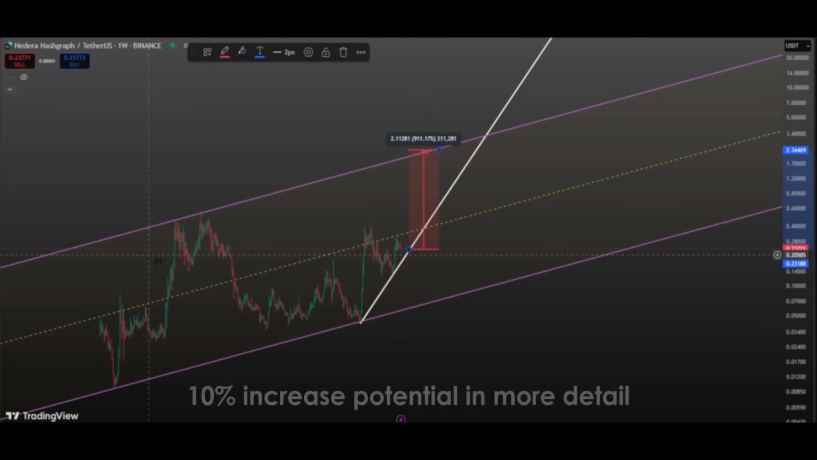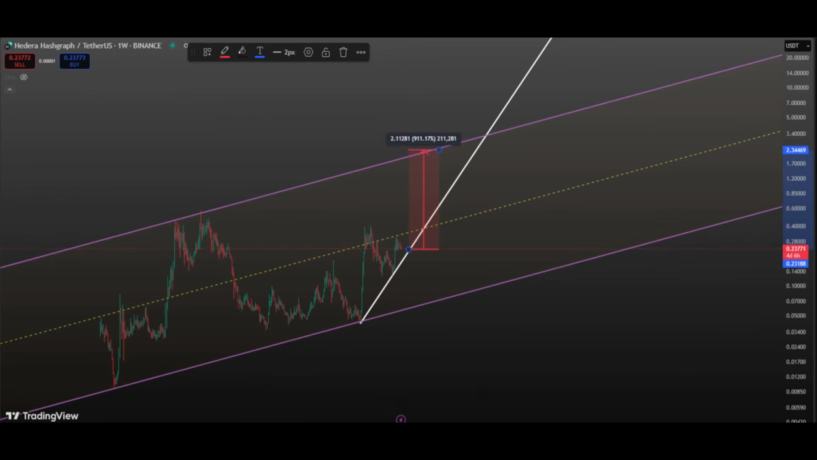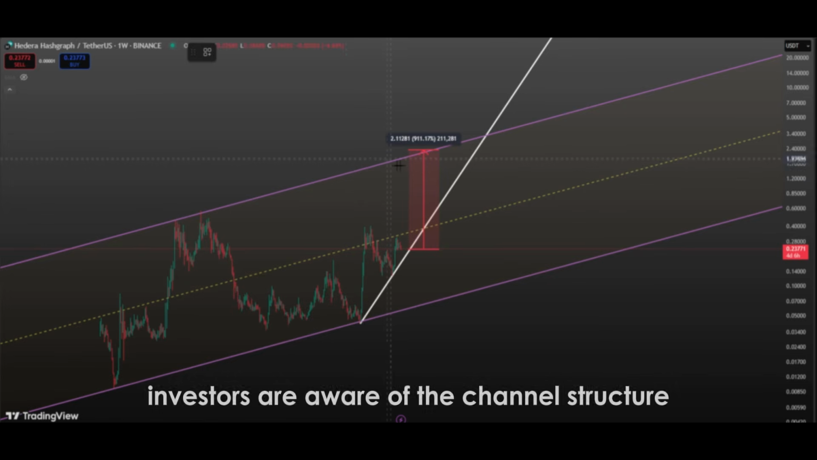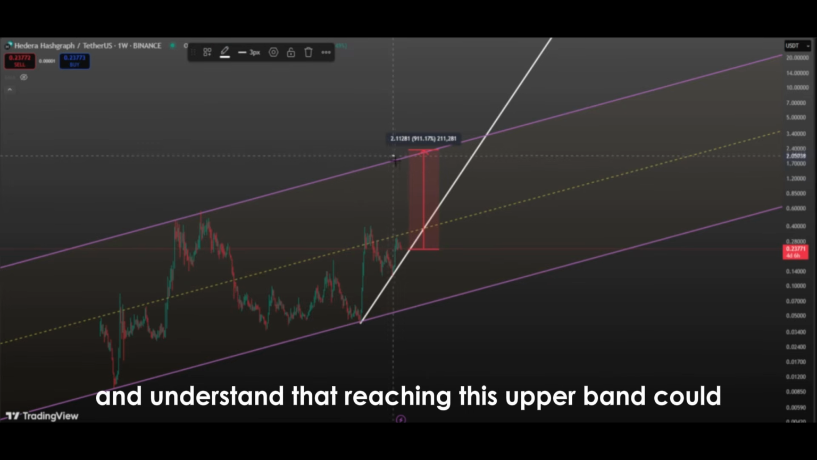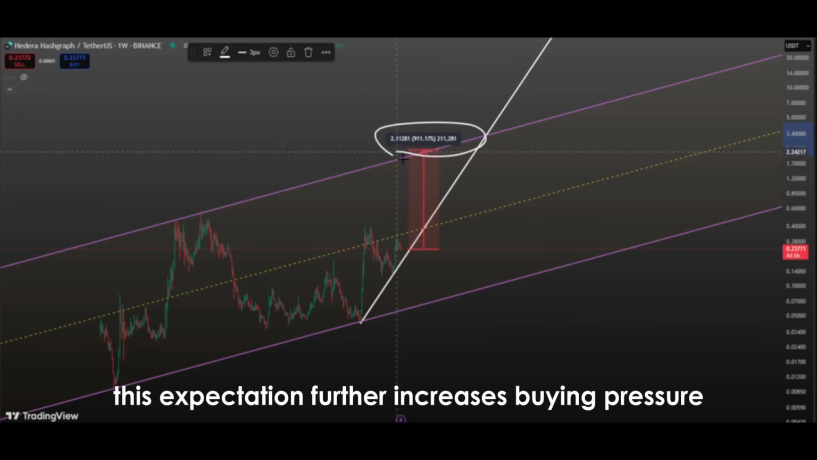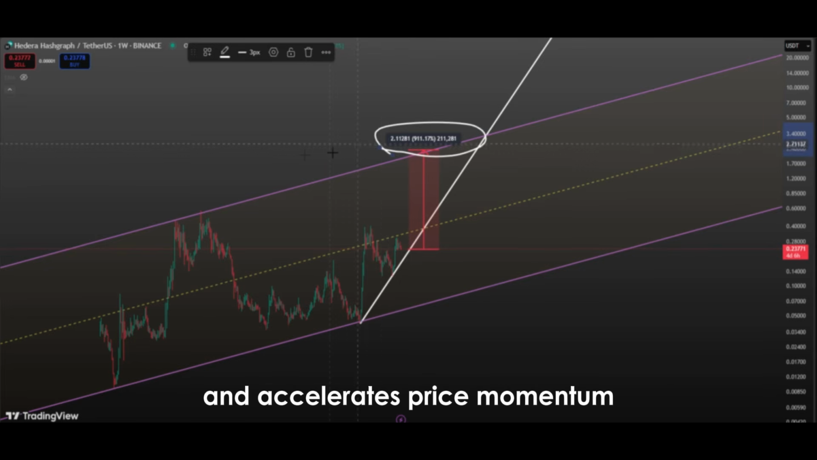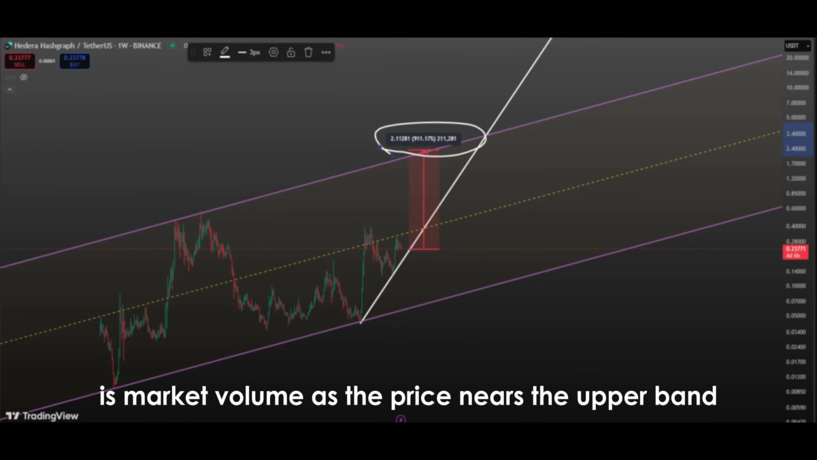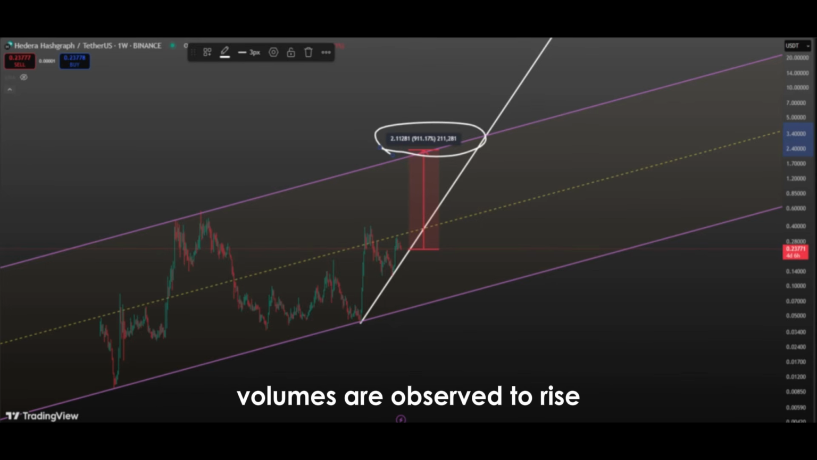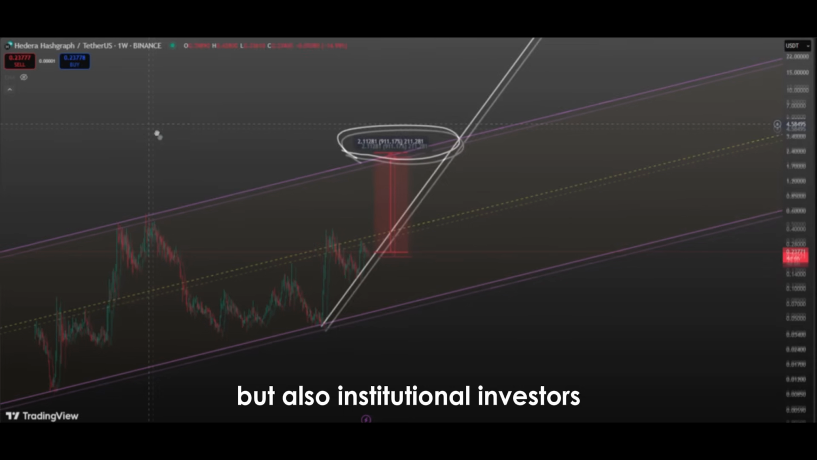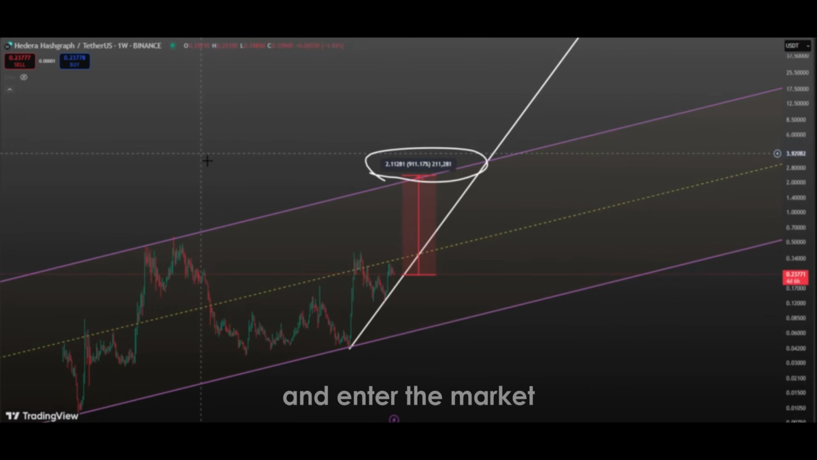Now, let's examine the 9–10% increase potential in more detail. Moving toward the upper band of the ascending channel not only aligns with technically drawn lines, but also triggers investors' psychology. Investors are aware of the channel structure and understand that reaching this upper band could result in a potential major breakout. This expectation further increases buying pressure and accelerates price momentum. Another notable factor in such massive increases is market volume. As the price nears the upper band, volumes are observed to rise. This happens because not only small investors, but also institutional investors notice the significant upward opportunity and enter the market.